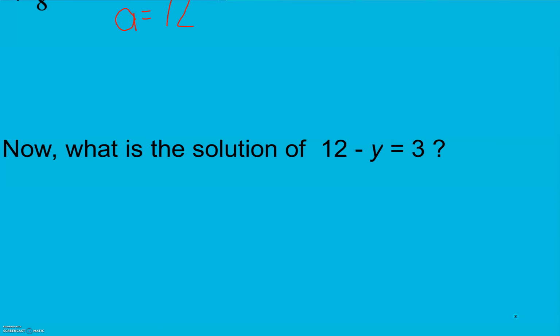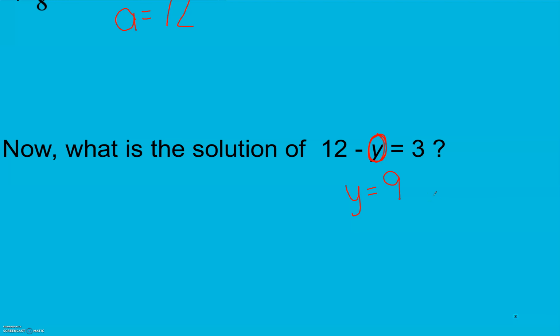Now, feel free to pause and try this one if you'd like. 12 minus y equals 3. What that means is 12 minus some number gives us 3. 12 minus 9 is how we get to 3, so y has to be 9. 12 minus what number gives us 3?